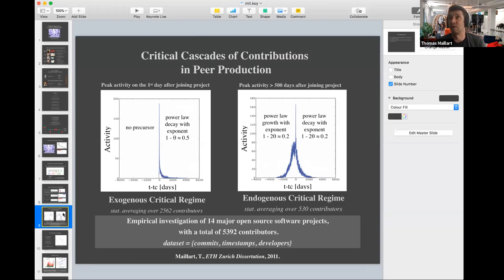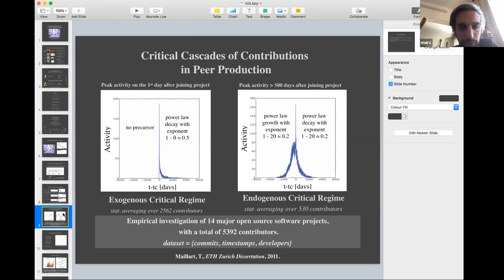When you have someone joining a project, we can find that for some people, the first day is the most productive day, and then it decays according to a power law distribution with exponent 1 minus theta. So the exponent is around 0.5. You can also have situations where people join and start very little, then increase their commitment, contributions and commits up to a peak, and then this peak decays. So it's very interesting.